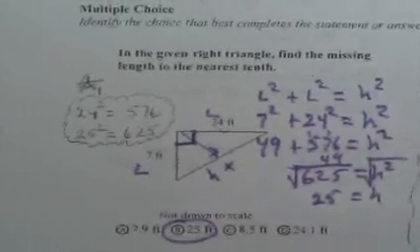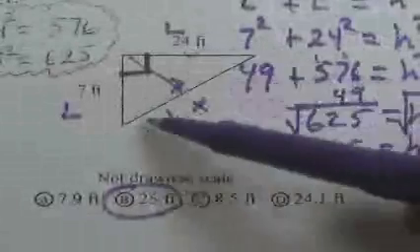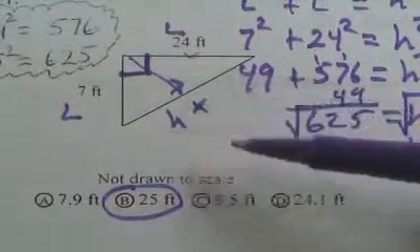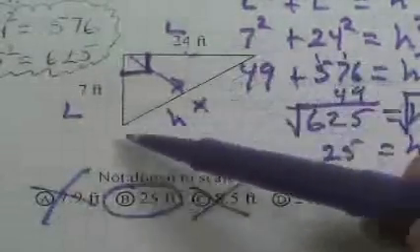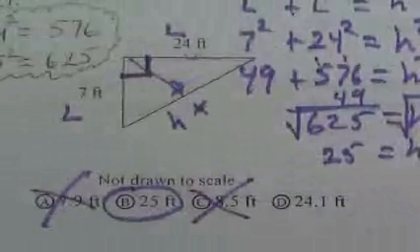By the way, notice that you could pretty much eliminate possibilities. If this is 24, and you know H, the longest side, has to be more than 24. Well, you know it cannot be this, and it cannot be that, because it has to be more than 24, because this is the longest side. That's why A and C are not the answers. There's no way.